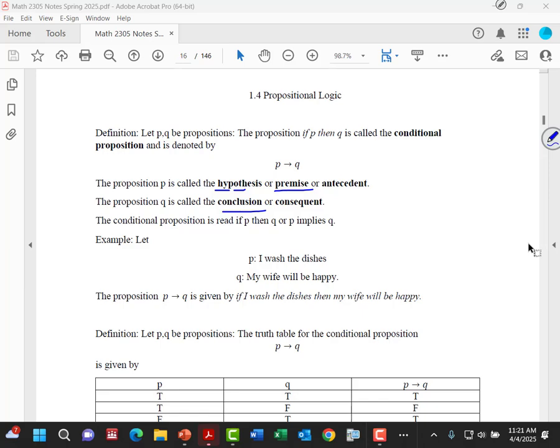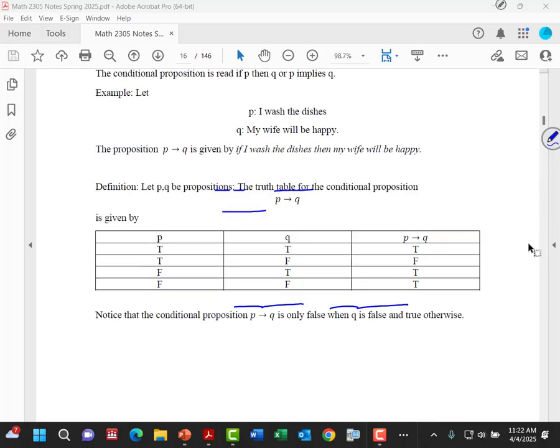So P is the proposition, I wash the dishes. Q is the proposition, my wife will be happy. And so the proposition, if P then Q, is simply read as if I wash the dishes, then my wife will be happy. So this hypothesis is the if clause stating I wash the dishes. The conclusion is the then piece, my wife will be happy.